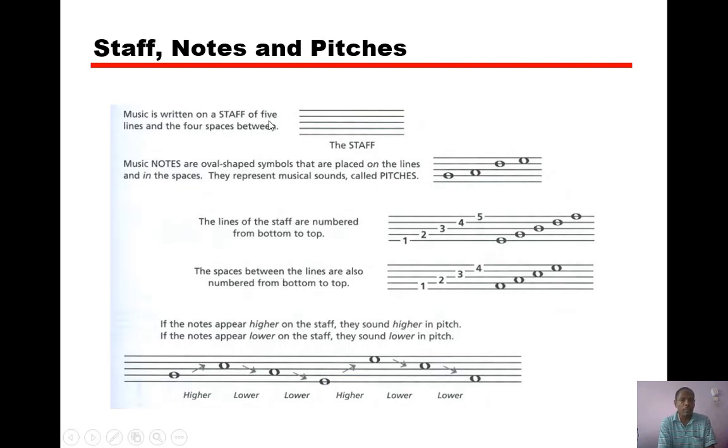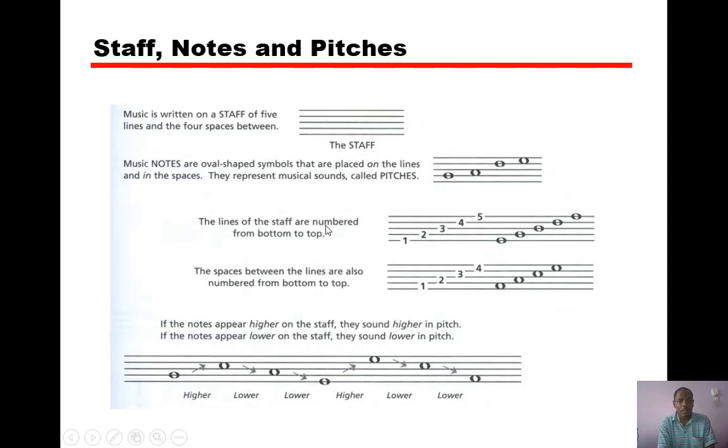Music is written on a staff. The staff consists of 5 lines. As you can see, we have 5 lines. And then in between the lines are 4 spaces. So we have 5 lines and 4 spaces. And the music notes are written on either a line or a space. So each note can go on a line or a space. And the line or space on which the note is placed determines the pitch of the sound.